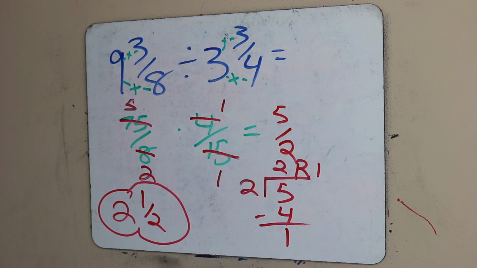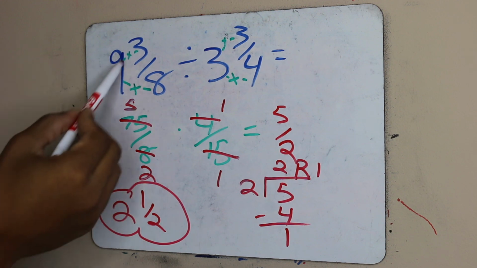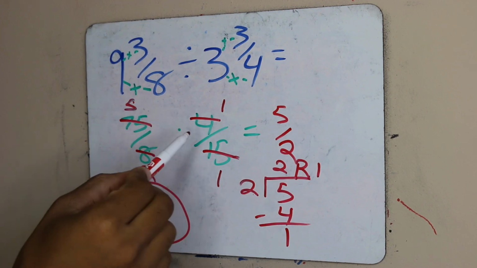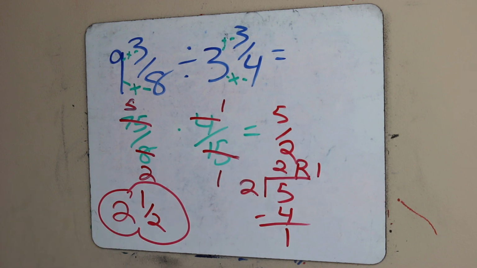We have done 3 problems. We have divided fractions. And what you have to do is change all your mixed numbers into improper fractions, multiply by the reciprocal, and then you get your answer.